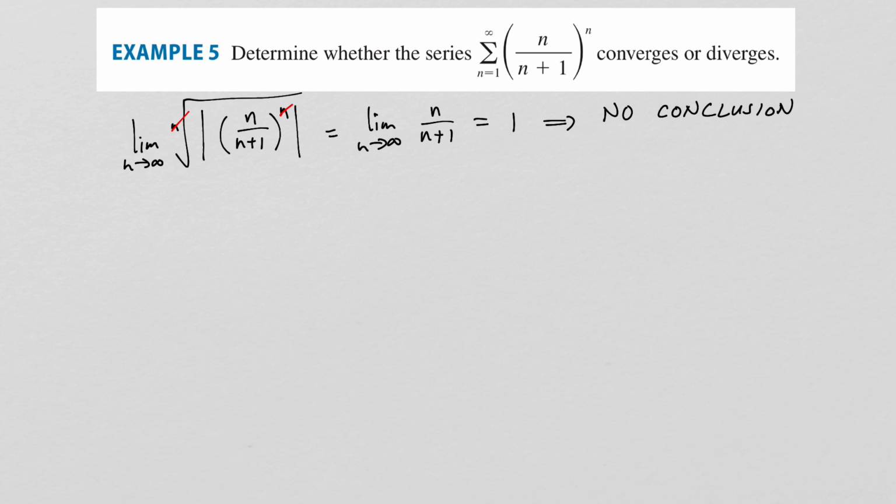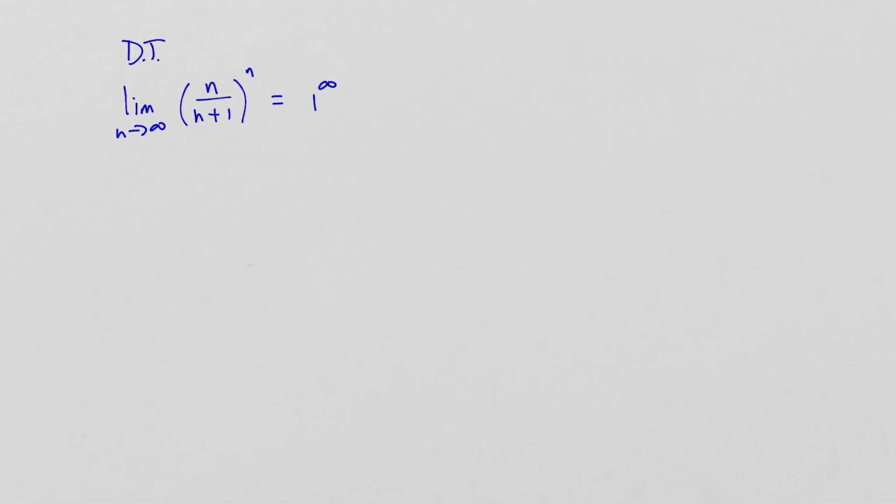So to determine whether this series converges or diverges, we have to apply a different test. The test we're going to apply here is just going to be the divergence test. What happens if I take the limit as n goes to infinity of the nth term, n divided by n plus 1 to the nth power? Well, what you get here is 1 to the infinity. And so we can evaluate this limit by using a natural log, right?